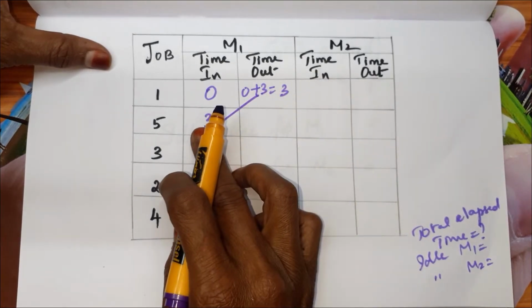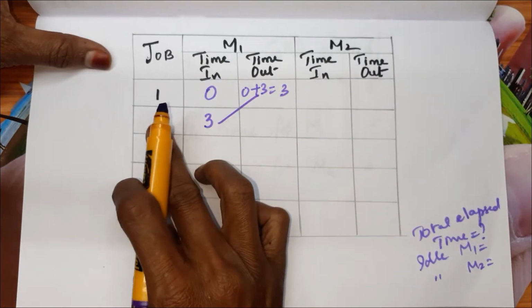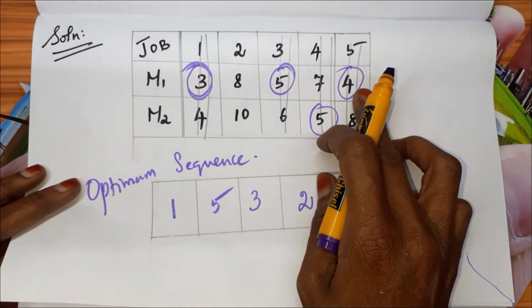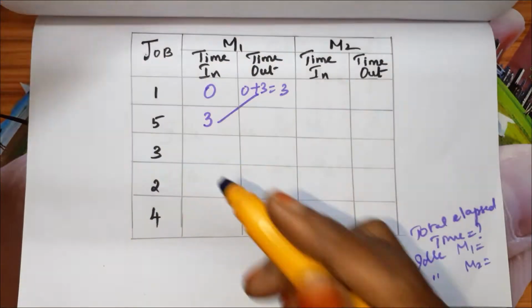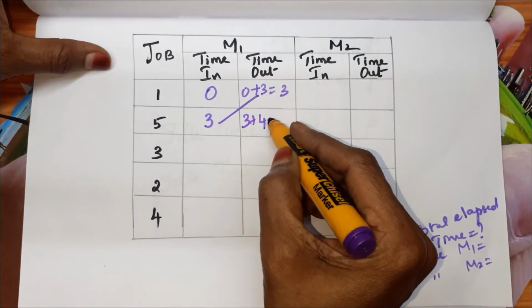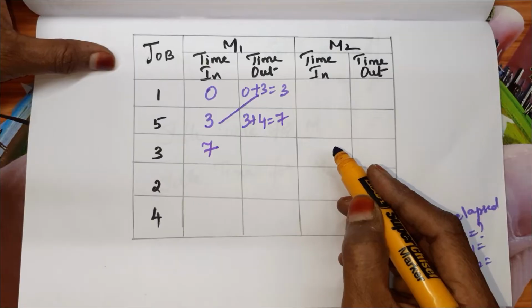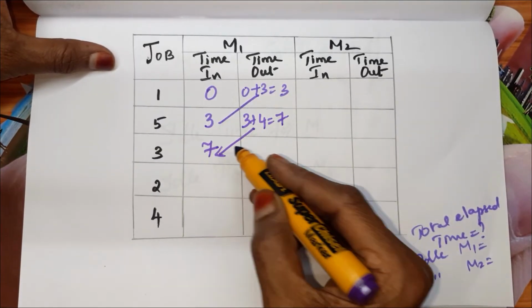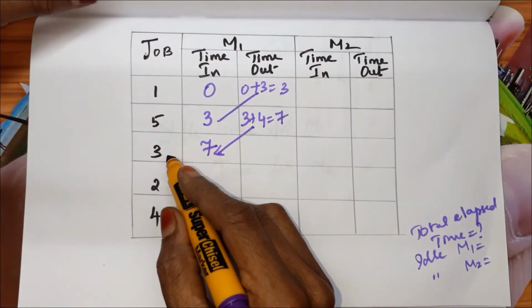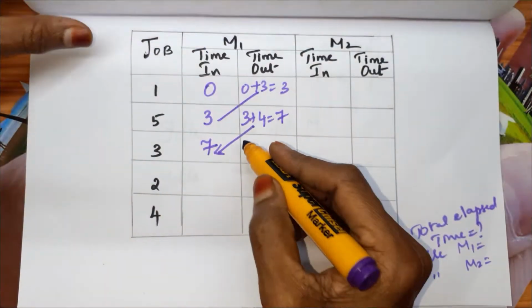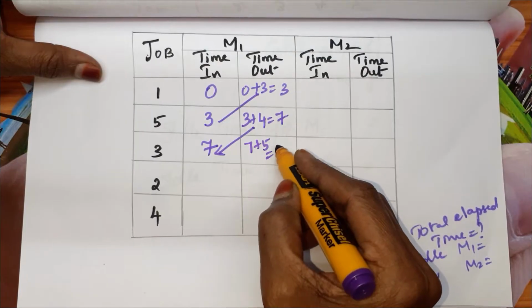From the 3rd hour we start the next job, job 5. What is the processing time for job 5 in machine 1? 4. So 3 plus 4 is 7. After 7 hours we start the next job, so this 7 will come here. And for the 3rd one, job 3, we have 5 hours, right? So 7 plus 5 is 12.